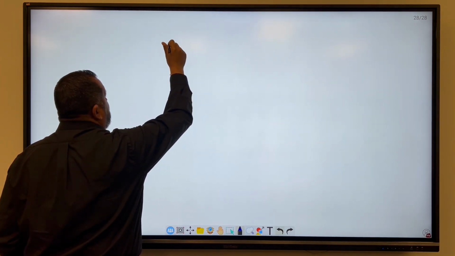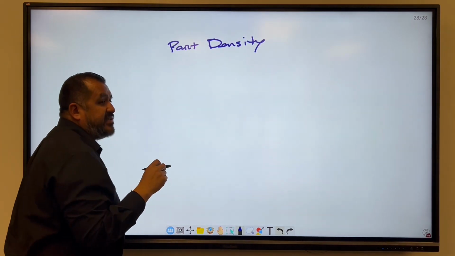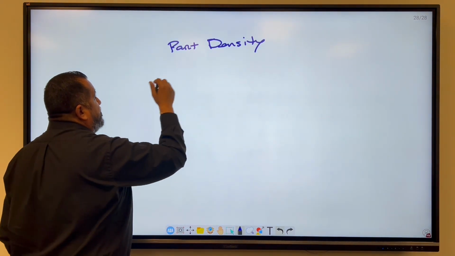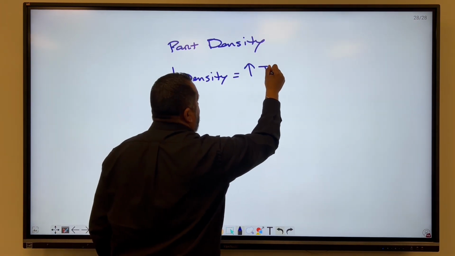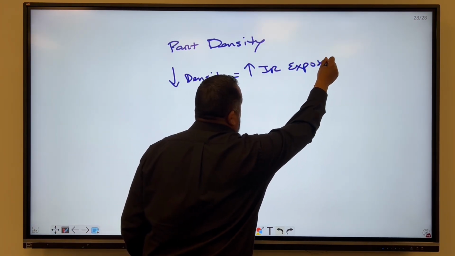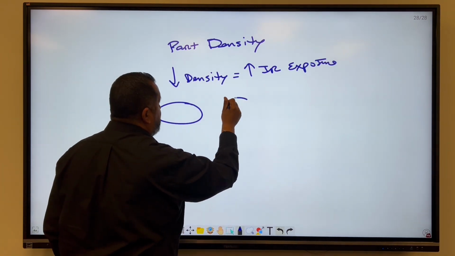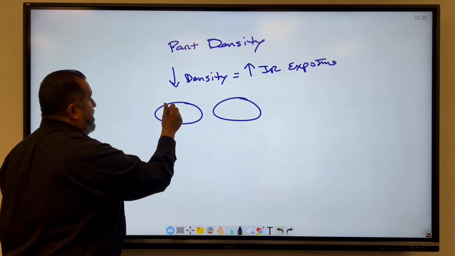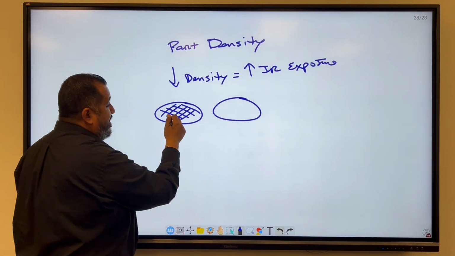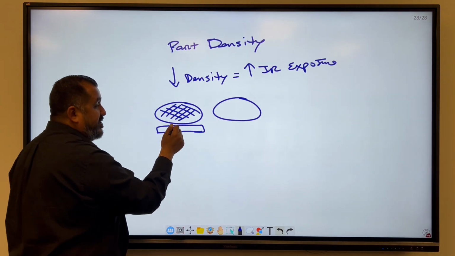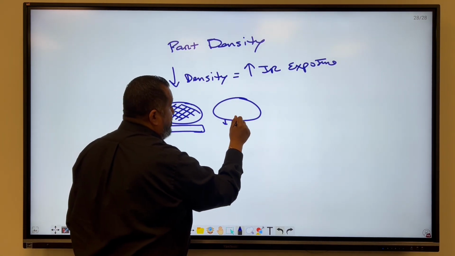All right, now the next one is part density. So the density of the object. If you decrease the density of the object, you're going to have an increase of IR exposure. So let me give you an example for that. I've got a good one here for you. Let's say you have a patient that has more muscle. More muscle is more dense, right? You're going to have a lot of the radiation be attenuated by the muscle, correct? But if you get a patient that doesn't have a lot of muscle, the x-rays are going to go through that object, right?